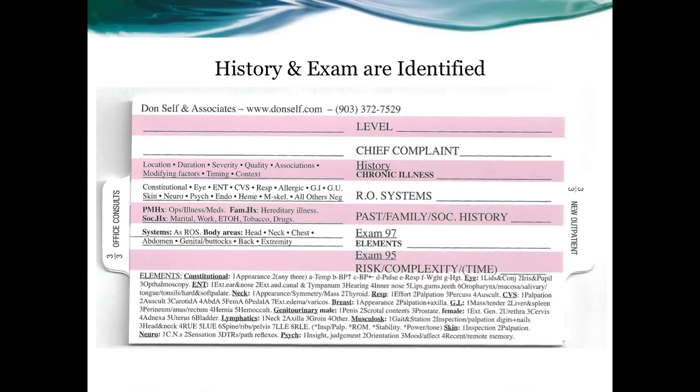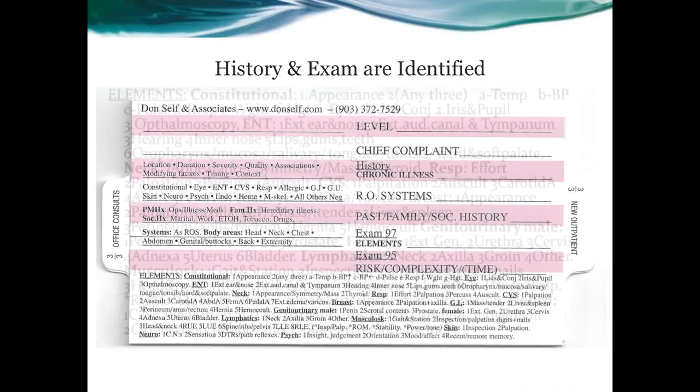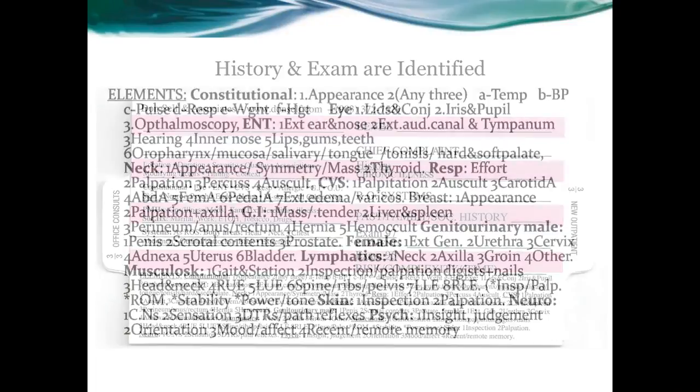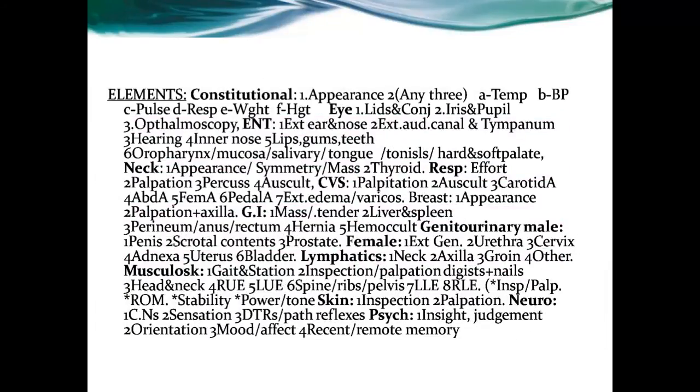Under history and exam, we have those shown right here. We have a chief complaint that's required on every visit. You have the history showing the location, duration, severity, quality, associations, etc. The review of systems, the past family social history, exam 97 and exam 95 elements as to what is required, how many body areas are required, etc. And then the elements are shown at the bottom, and I'm going to go into greater detail on all of these. The exam elements, remember, these right here count towards the exam side, not the review of systems side, not the history side, but towards the exam side.